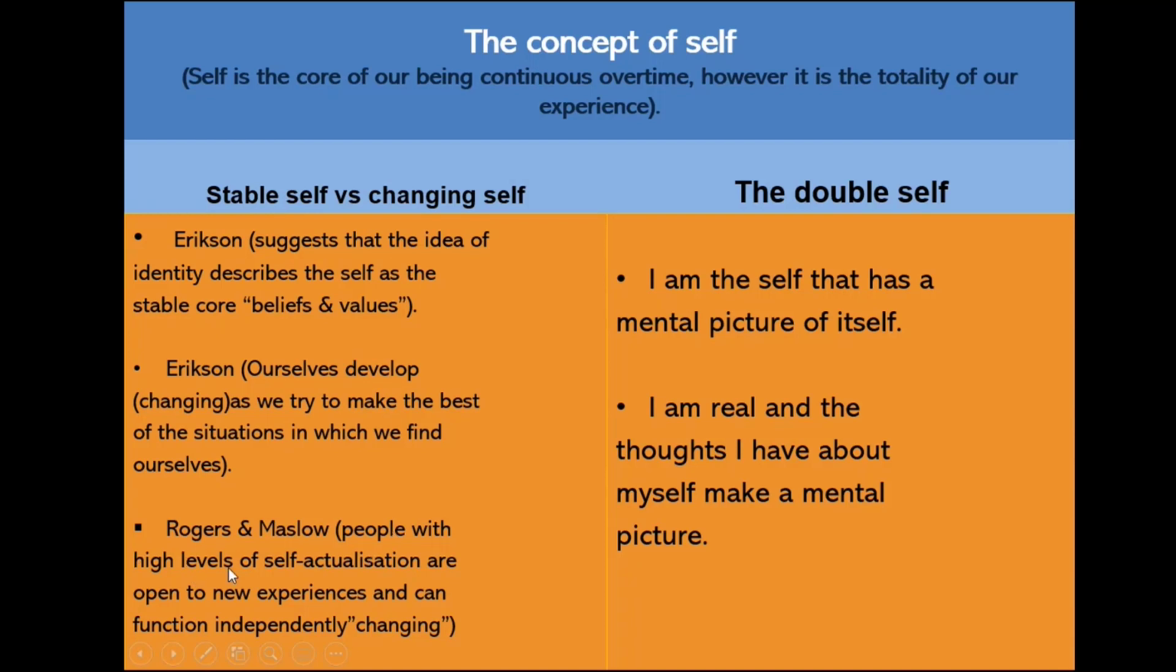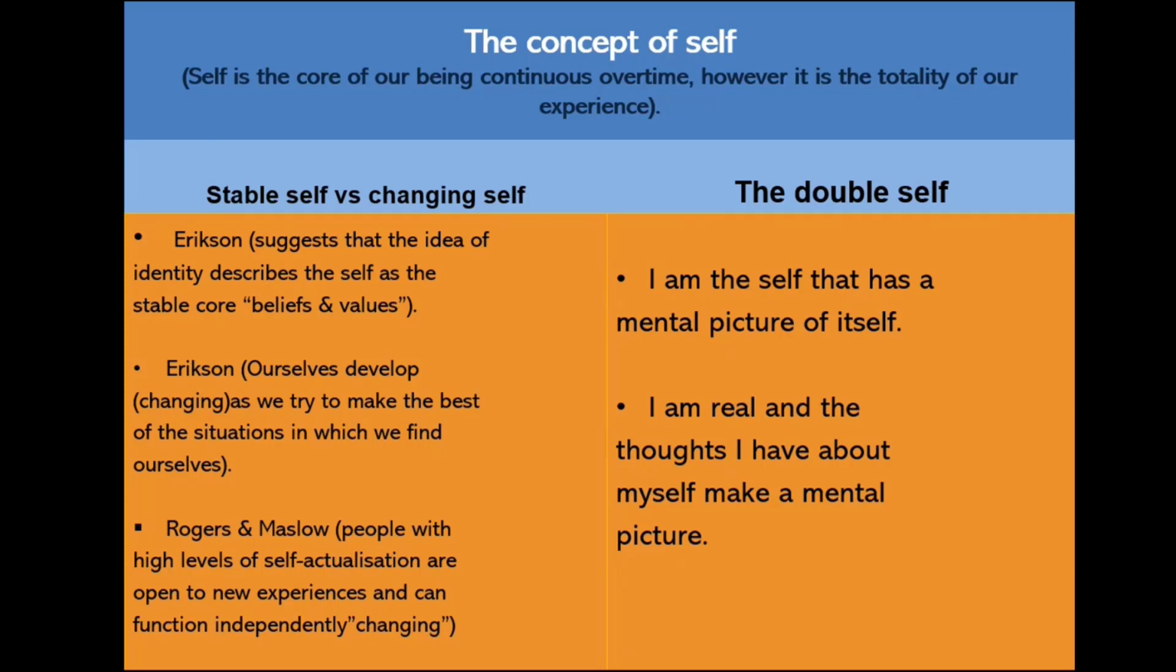Then say Rogers, people with high level of self-actualization are open to new experiences. So once you are open to new experiences and you can function independently, you will see change. But if you rely on people, there won't be an adequate change, efficient change. So Maslow and Rogers say, according to these two thinkers, the ultimate goal of personal development is self-actualization. Self-actualization is a process whereby you achieve or fulfill your desired goals. Desired goal comes from where? Comes from the mind.